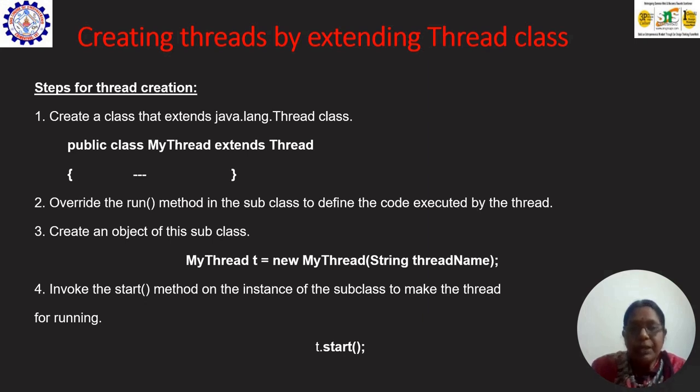We are going to create an object for this subclass. Remember, we are extending the class, so it is a subclass for which we create the object. So subclass name, the object of the subclass equals new subclass name of string thread name. Then we invoke the thread using the start method, that is t.start.